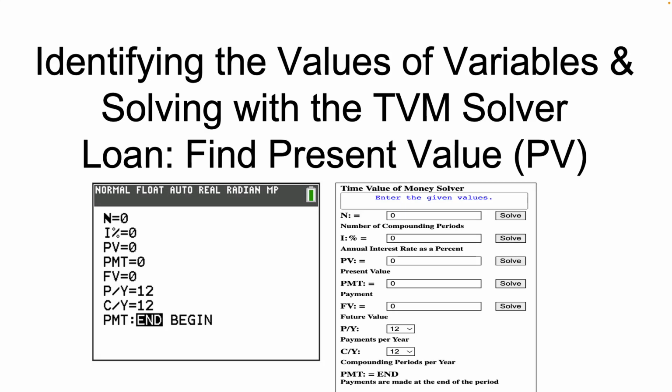Welcome to a video on identifying the values of the variables and solving with the TVM solver. In this video, we're going to look at a loan problem where we're asked to find the present value or initial loan amount. Let's get started.